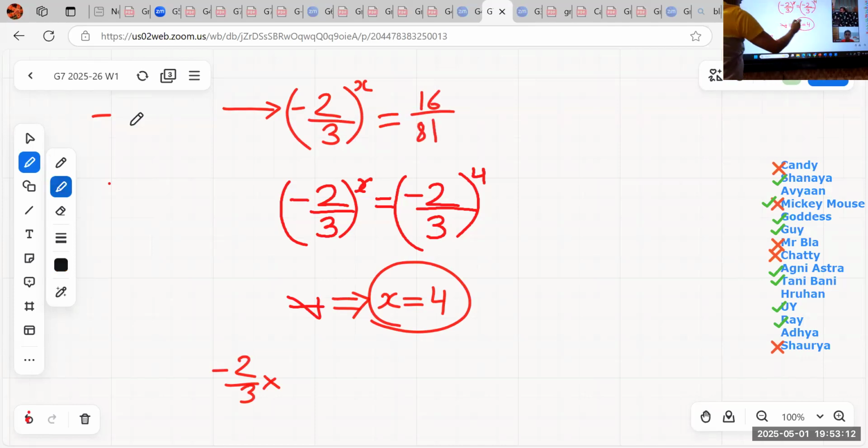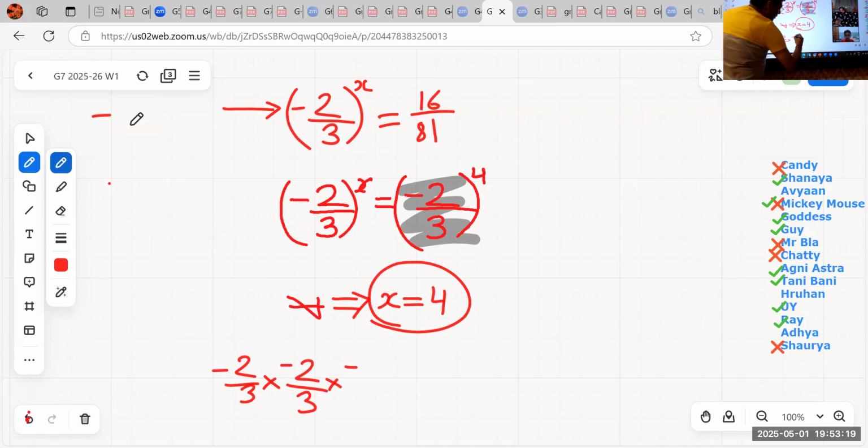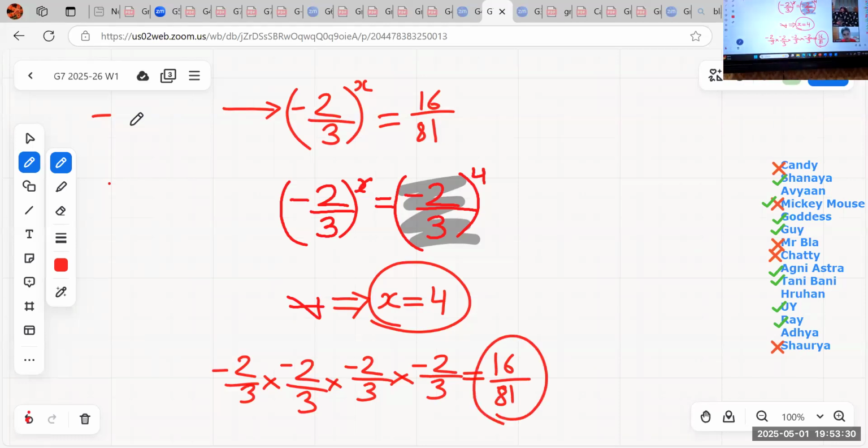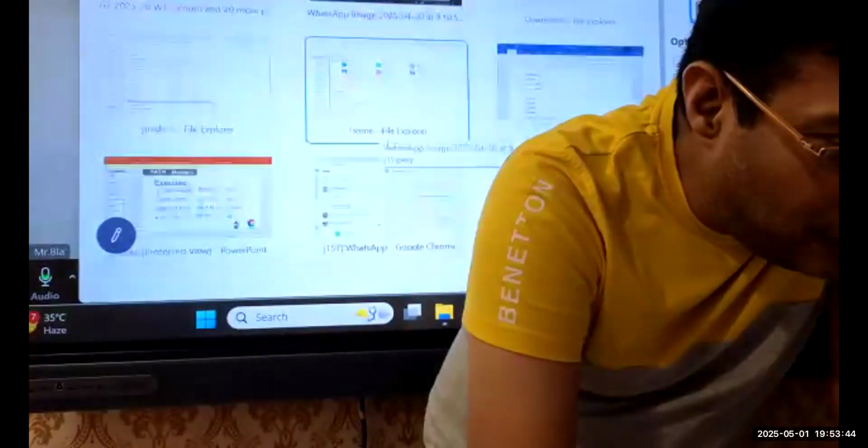So let's take this part. You simplify this. It will be -2/3 times -2/3 times -2/3 times -2/3. So that is going to be what? 16 upon 81, and positive because the power is even. So whenever the power is even, my answer is going to be positive only. Mr. Ba, Candy, Chatty, have we understood? Yes, sir.